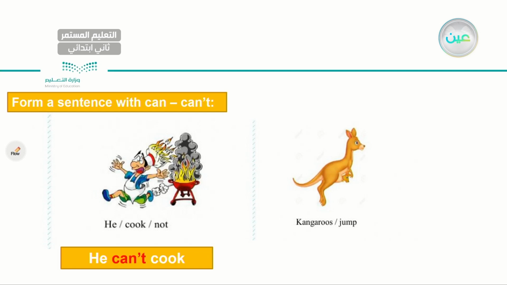Okay? How about the other picture? As you can see here, I have the kangaroos and I have jump. What do you think? Can a kangaroo jump? The answer is it can jump. Very good. It can jump, or kangaroos can jump. Very good. They can jump, but they cannot fly.